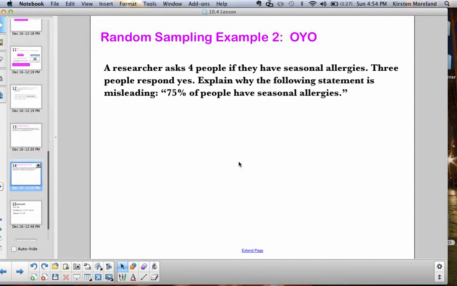Okay. The last one, I want you to read this one and see if you can come to a common consensus as to why this sample might not be accurate. A researcher asked 4 people if they have seasonal allergies. 3 people respond yes. Explain why the following statement is misleading: 75% of people have seasonal allergies. Well, 75% of the 4 people asked do, but again, you want to make sure your sample size is large enough.